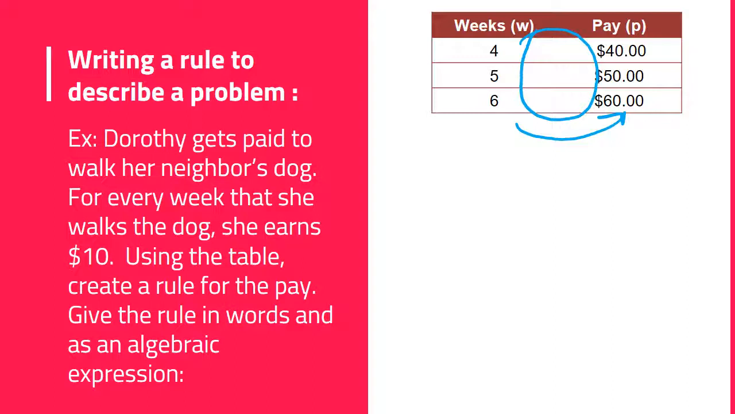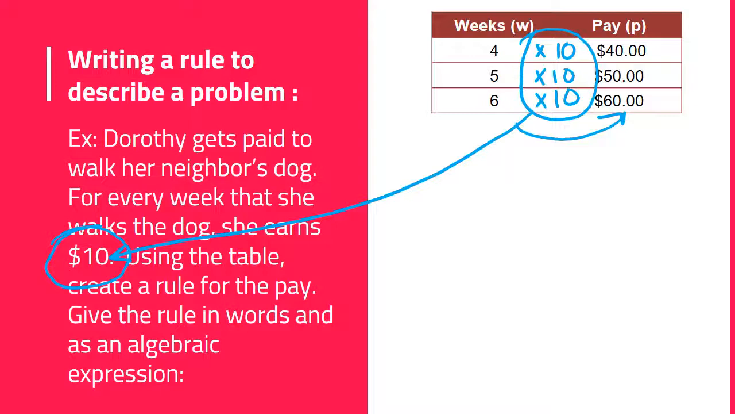All right, so if you figured it out, to get from 4 to 40, we had to times by 10. 5 to 50, times by 10. 6 to 60, times by 10. Where do we see that times 10 in the problem? Right here, she earns $10 times every week. So we see that rule in the description. Keep that in mind. You should see it somewhere in the writing.